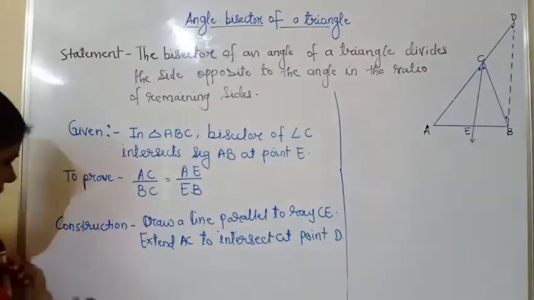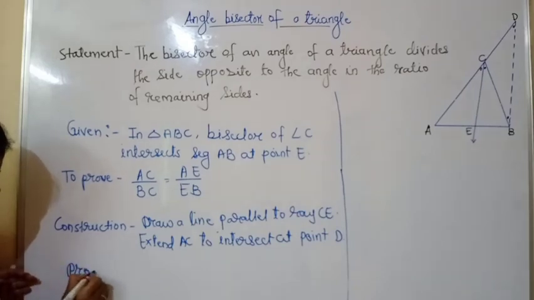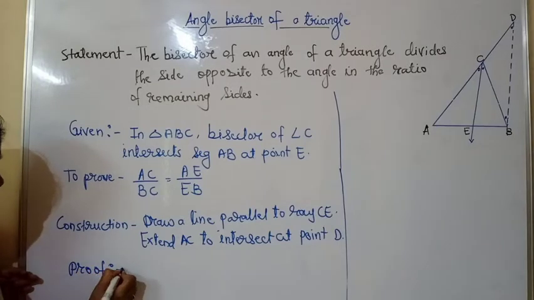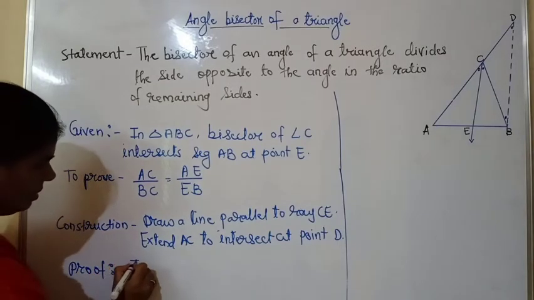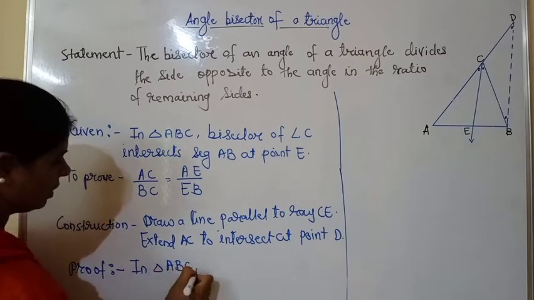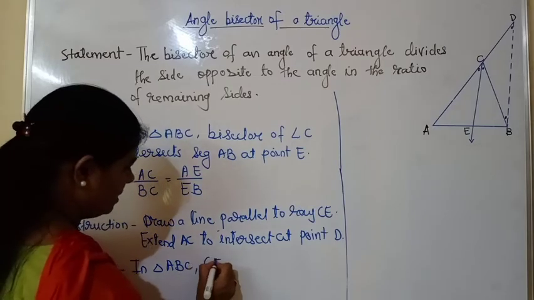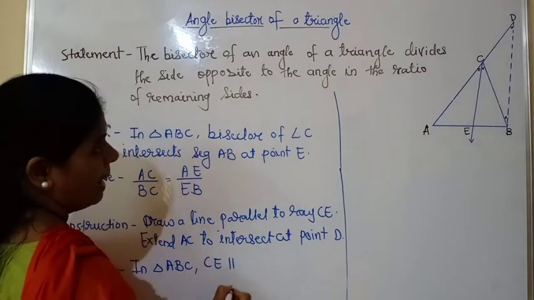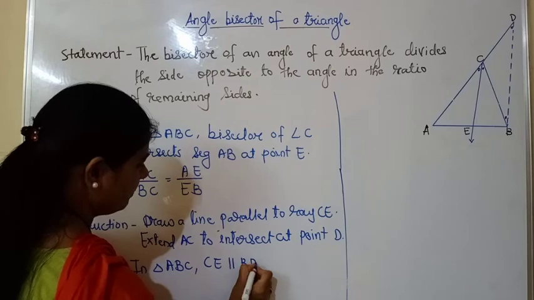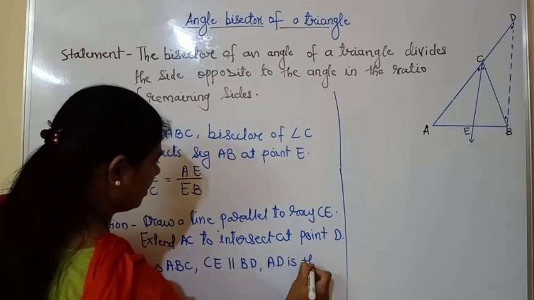Write the proof now. Proof. So in triangle ABC, what we are able to see is that CE is parallel to BD, and AD is the transversal.